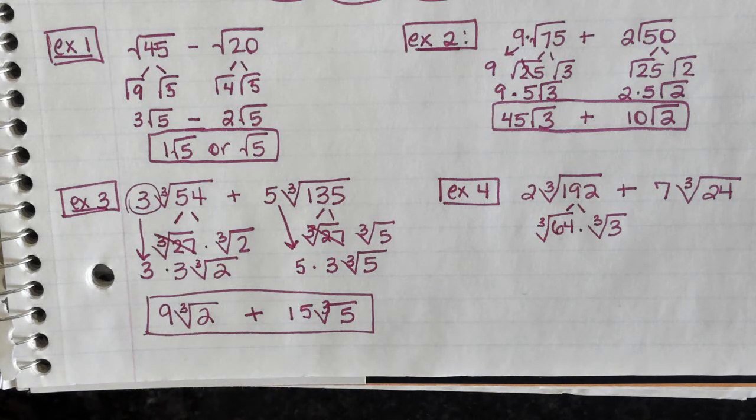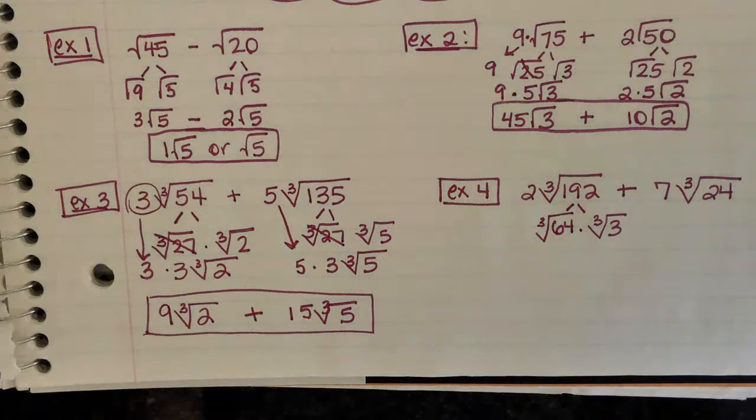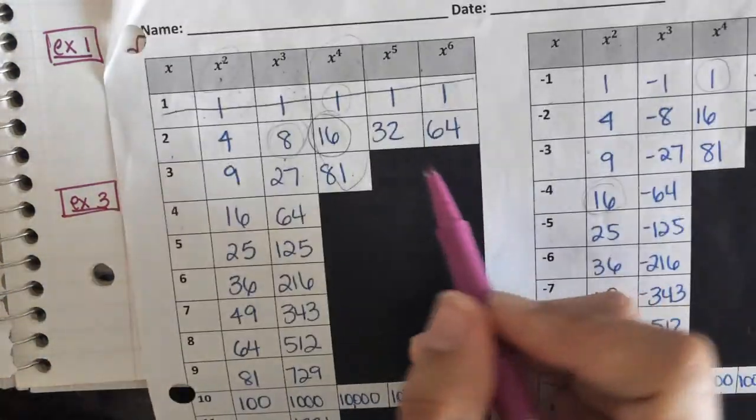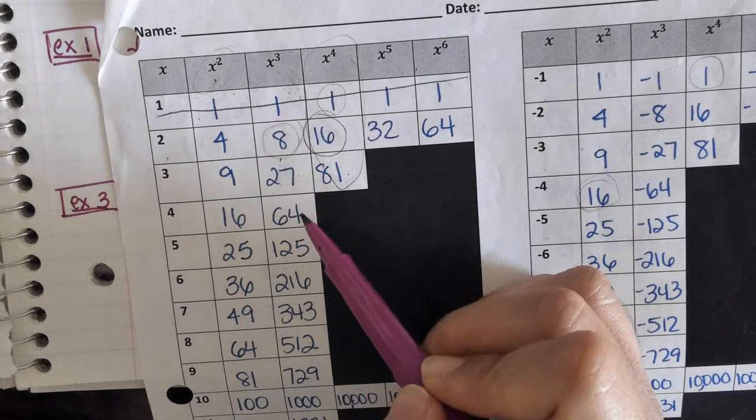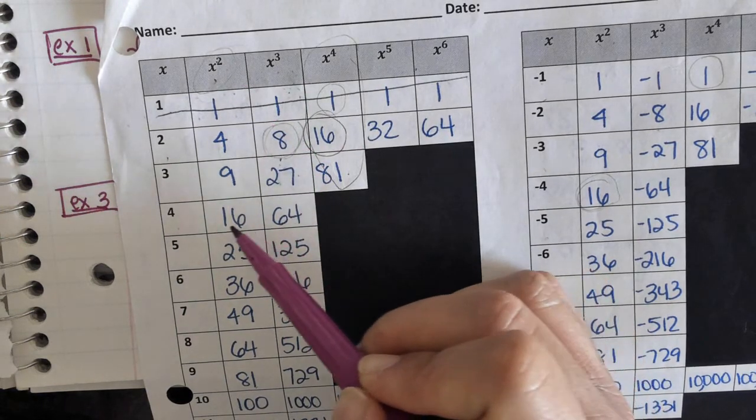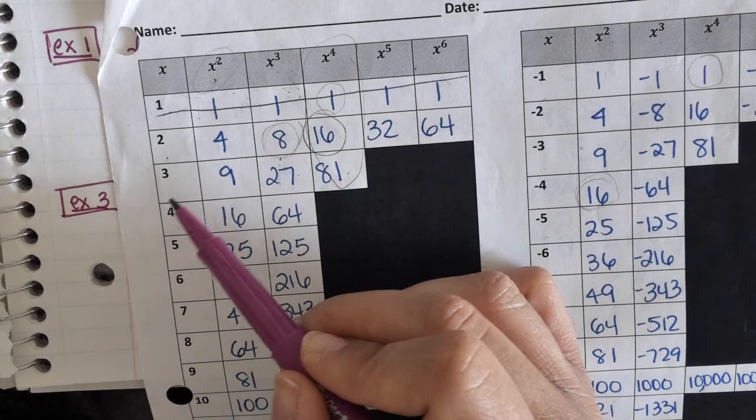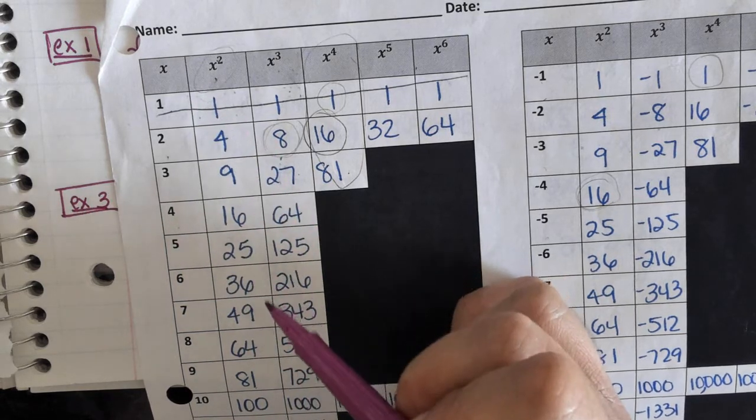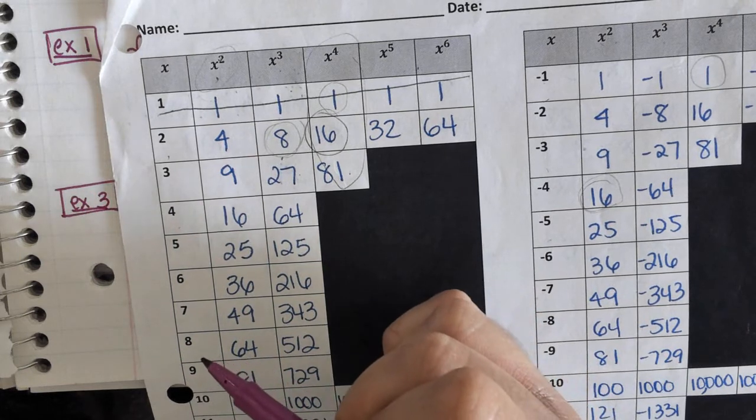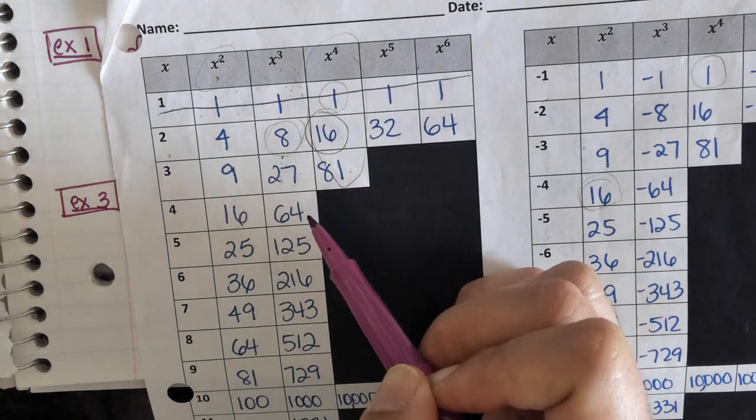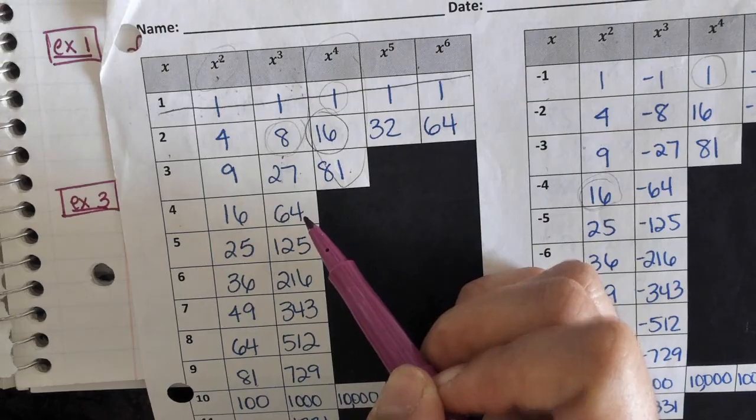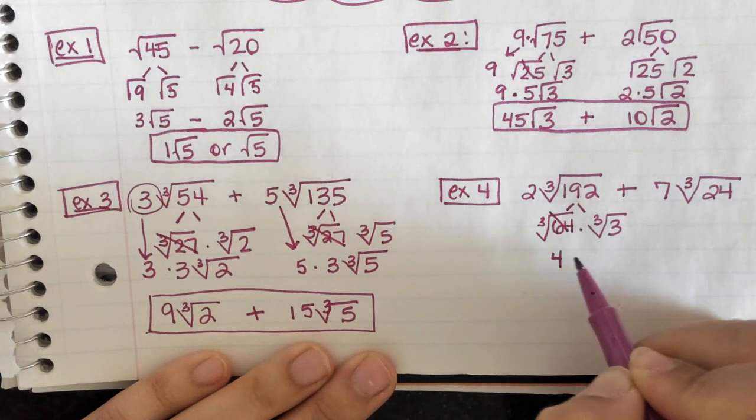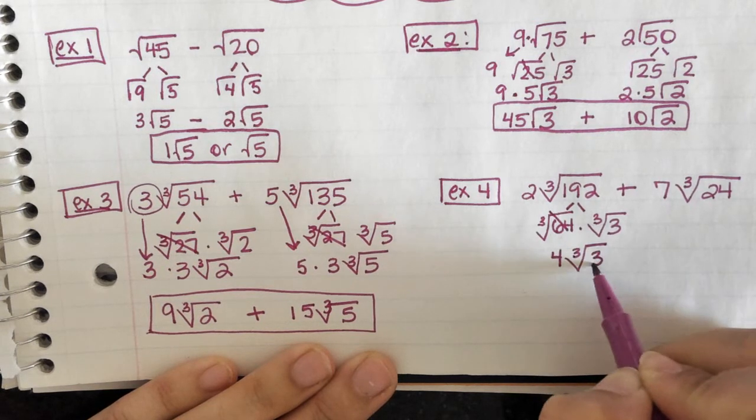The cube root of 64, if you look at your powers table, gets some of you dizzy looking at this. The x cubed column, 64 is in it, and the cube root of 64 is 4. If I asked you for the square root of 64, you'd look in the square root column, and that's all the way down here, and that's 8. So be careful, you're using this 64 because we're dealing with perfect cubes. So the cube root of 64 is 4, and I bring down the cube root of 3.